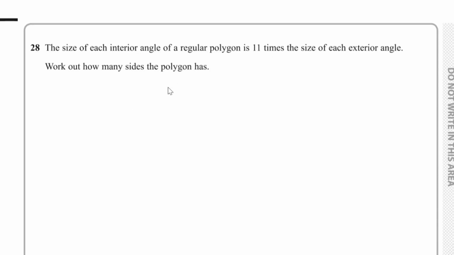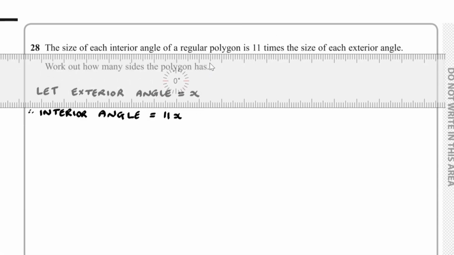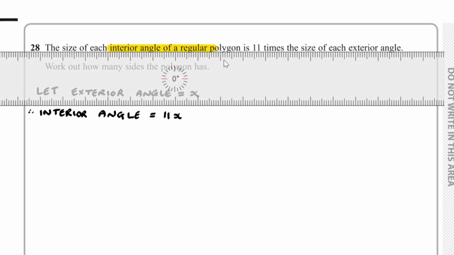Question number 28. The size of each interior angle of a regular polygon is 11 times the size of each exterior angle. We have to work out how many sides the polygon has. Well, if I let the exterior angle equal x, that means the interior angle is 11x, and that's because of this over here.